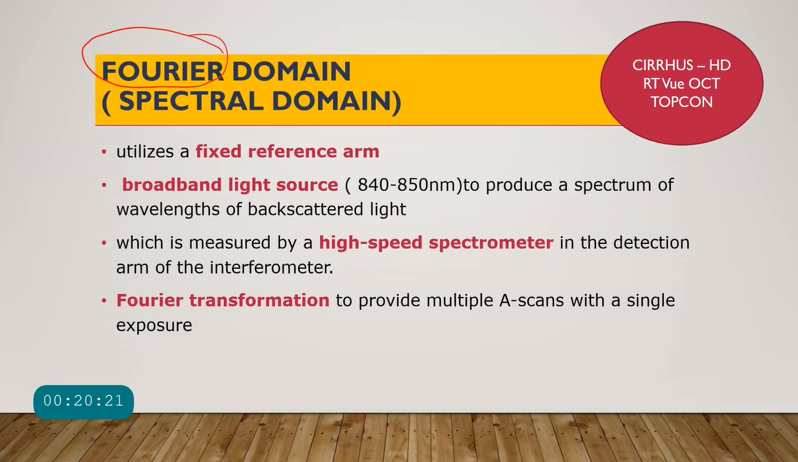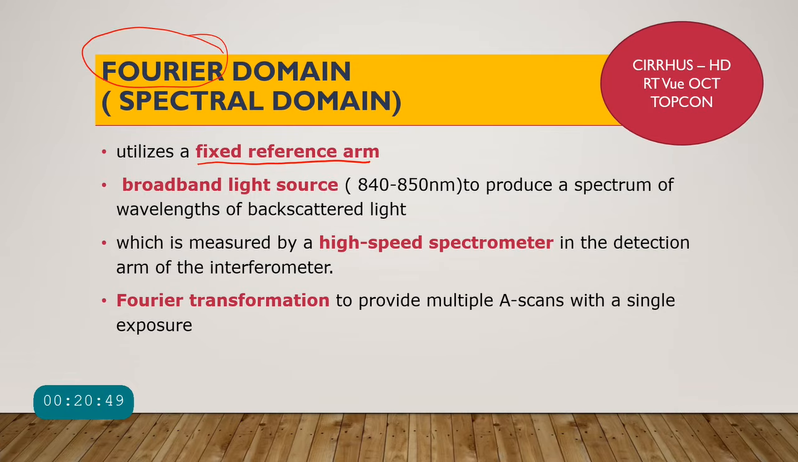But the difference between time domain and spectral domain OCT is that in time domain we have a mobile reference arm or the reference mirror. Here we have a fixed reference arm and a fixed mirror. So we are not altering the optical length of the reference arm. The reference arm optical length will remain same throughout the process of spectral domain OCT. The type of the source of light is what we are changing here.